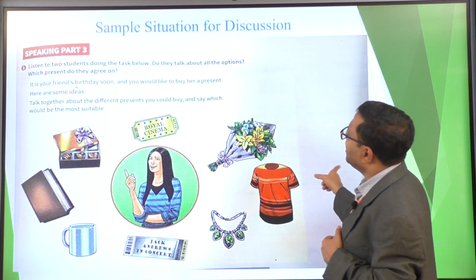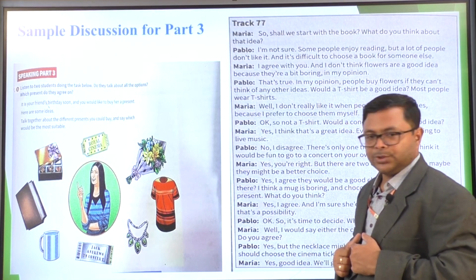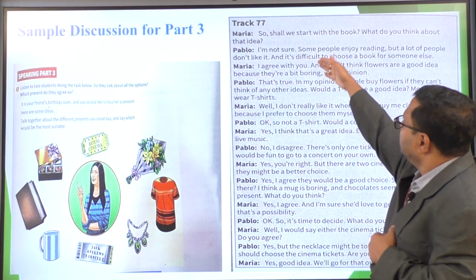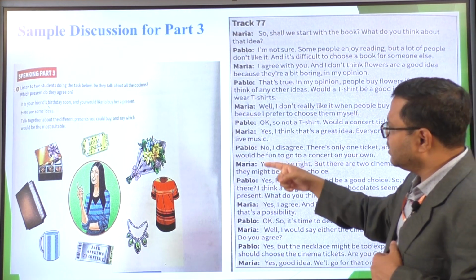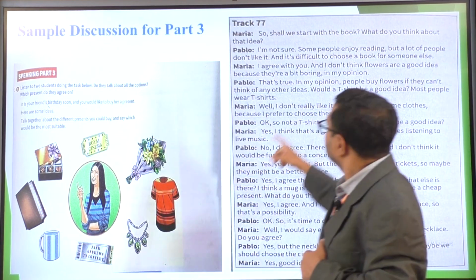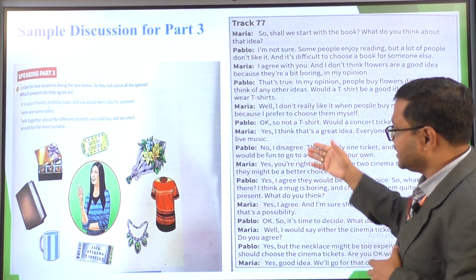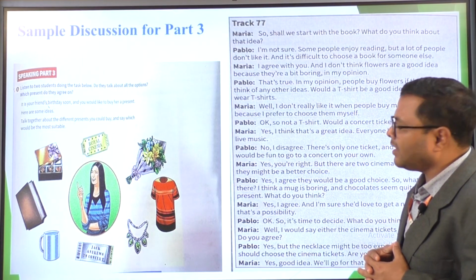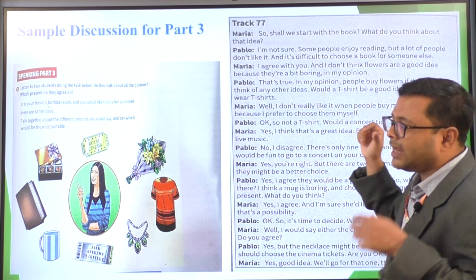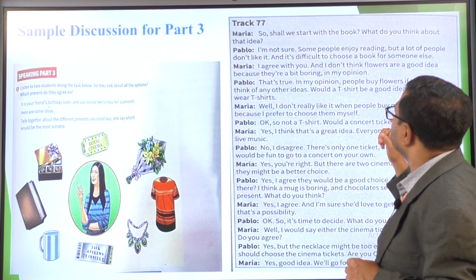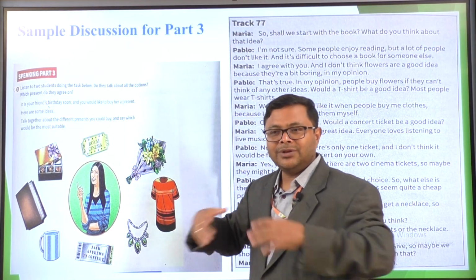Let us see how Maria and Pablo discussed this situation and finalized the thing. Maria says initially, shall we start with the book? What do you think about that idea? She asks Pablo. Pablo says, I am not sure, because some people enjoy reading, but a lot of people do not like it, and it is difficult to choose a book for someone else. Therefore, the book option is not acceptable.